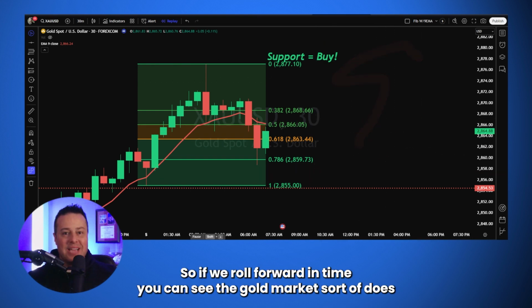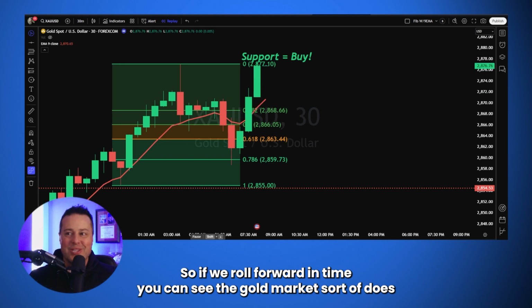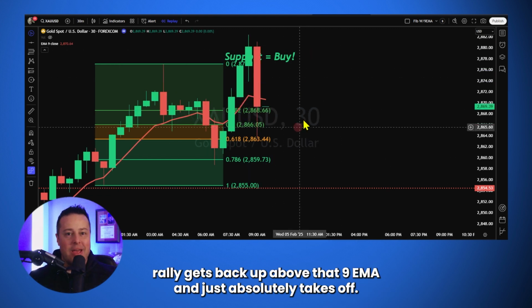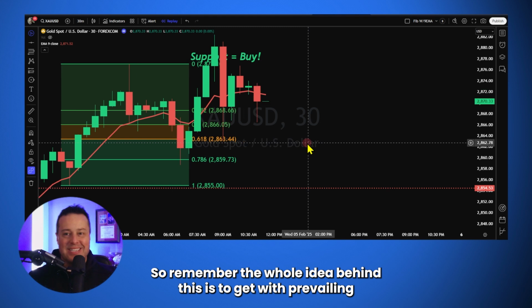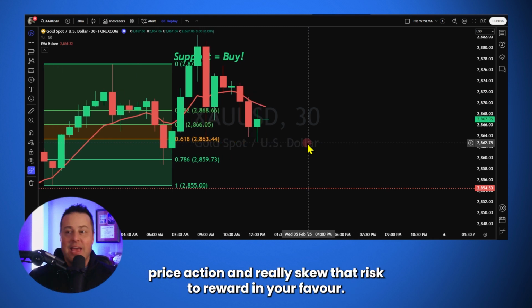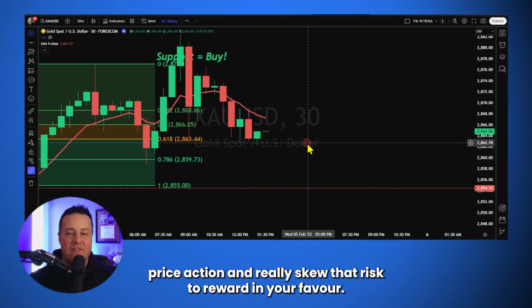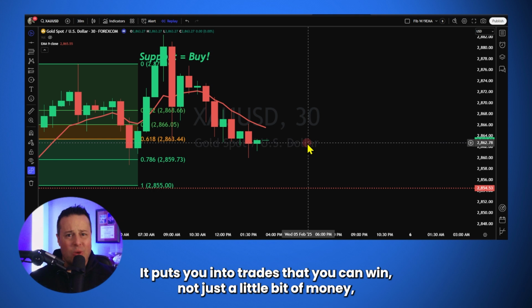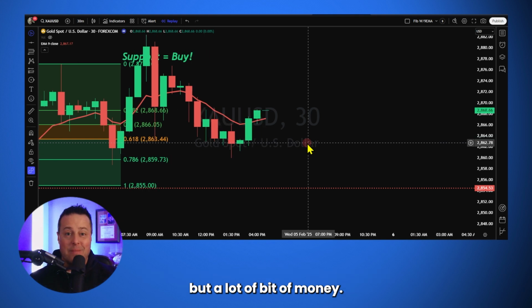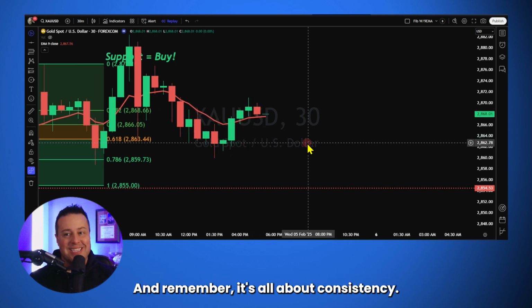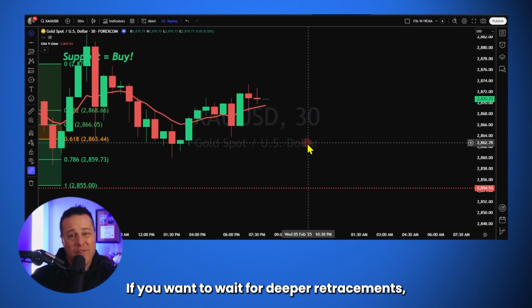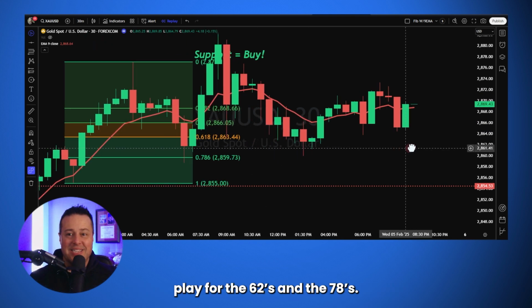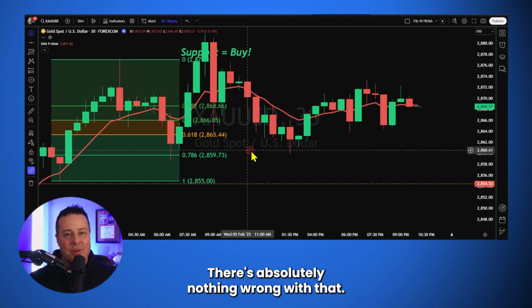So if we roll forward in time, you can see the gold market does rally, gets back up above that 9 EMA, and just absolutely takes off. So remember, the whole idea behind this is to get with prevailing price action and really skew that risk to reward in your favor and put you into trades that you can win, not just a little bit of money, but a lot of money. And remember, it's all about consistency. If you like 38s, play 38s. 50s, play 50s. If you want to wait for deeper retracements, play for the 62s and the 78s. There's absolutely nothing wrong with that.